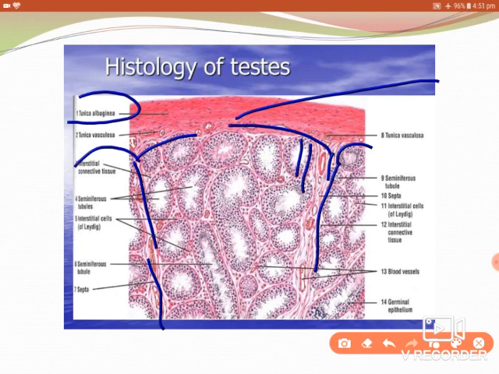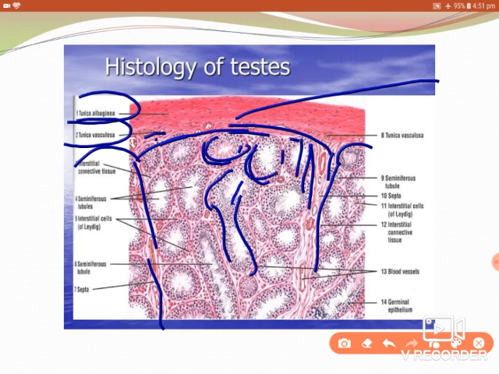Then inner to this tunica albuginea, there is a vascular layer. This is the tunica vasculosa, which lines these lobules, the innermost covering of the testis, which traverses blood vessels. Then in each lobule you can see numerous sections of the seminiferous tubules, of varying sizes and shapes. This is one, this is another one. These are the seminiferous tubules.